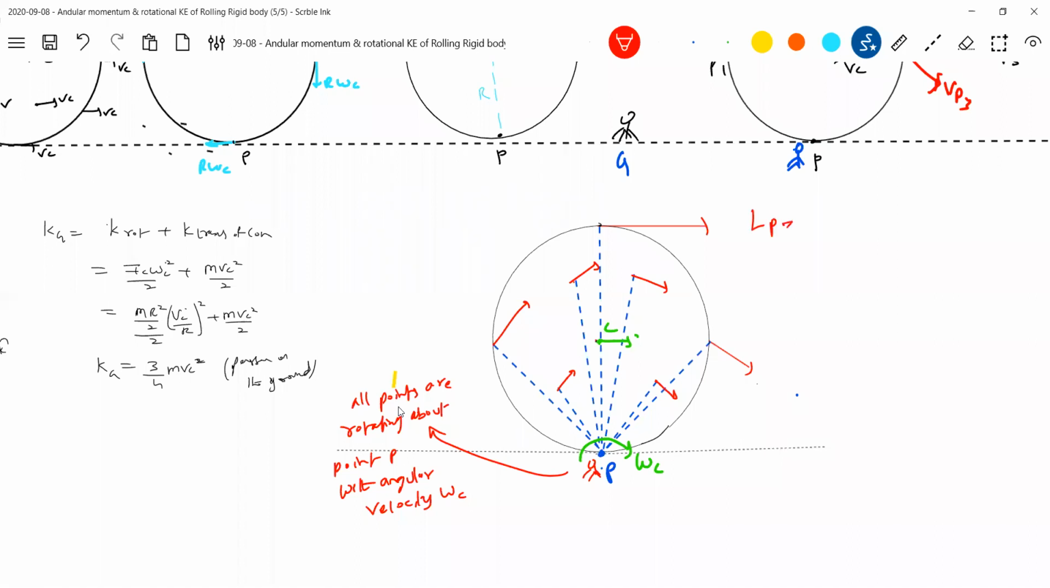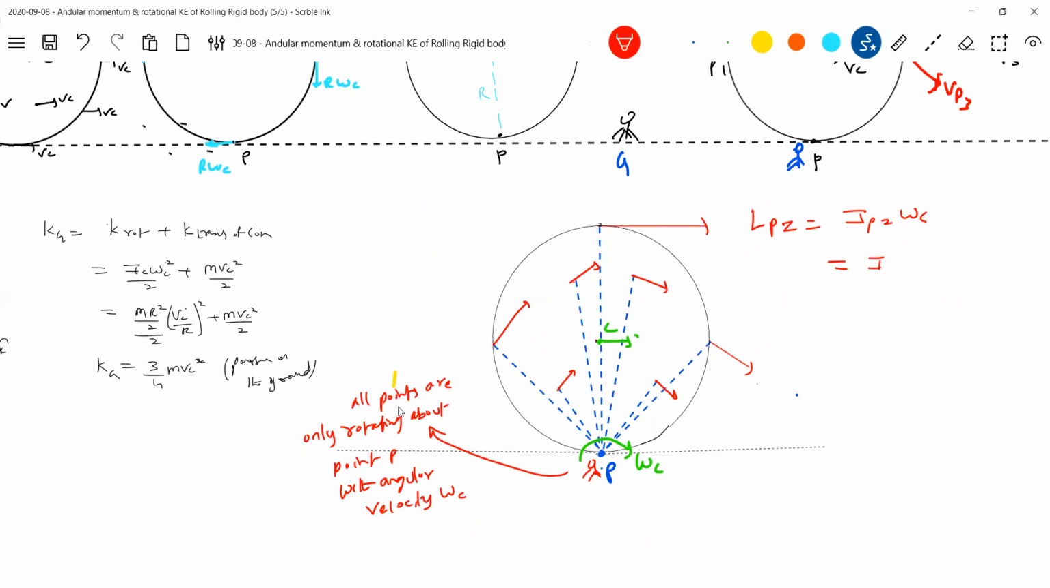So what should L_PZ be equal to? It is having only pure rotating motion. All points are only rotating about point P with angular velocity omega. So when a rigid body is having only rotating motion, what do you write? I_PZ into omega c. What is I_PZ? Moment of inertia about the axis passing through point P.